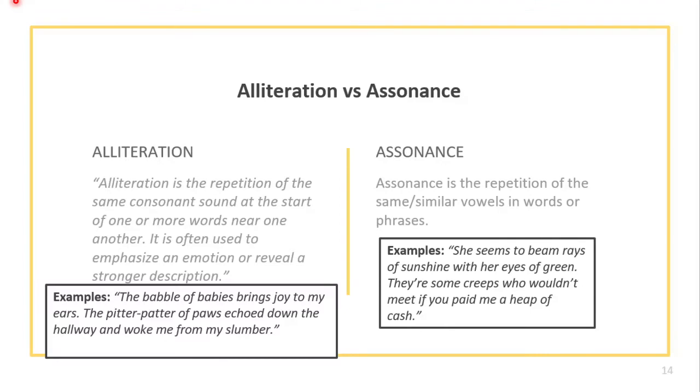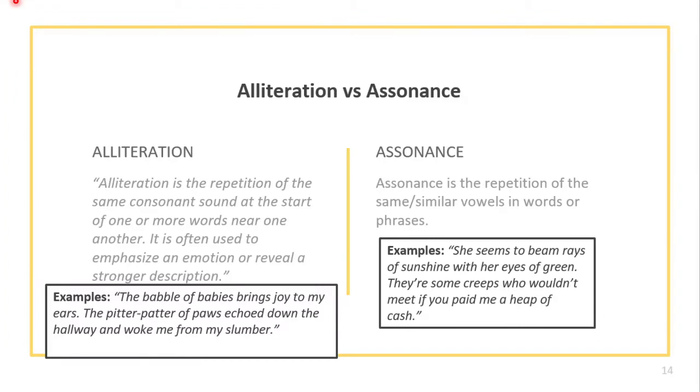Alliteration vs. assonance. Alliteration is the repetition of the same consonant sound at the start of one or more words near one another. It is often used to emphasize an emotion or reveal a stronger description. Examples include, the babble of babies brings joy to my ears. Or, the pitter-patter of paws echoed down the hallway and woke me from my slumber.